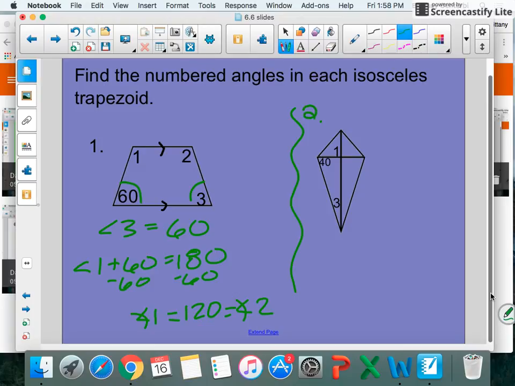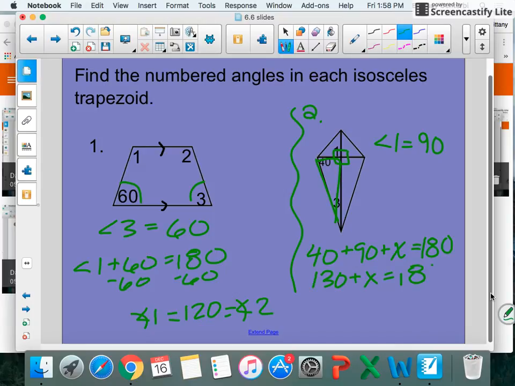Now for number 2, we have a kite. With the kite, I know the diagonals form right angles because they're perpendicular. So angle 1 is going to equal 90 degrees. Now to figure out angle 3, I have a triangle. A triangle equals 180. So I'm going to do 40 plus 90 plus x for angle 3 equals 180. Then I'm going to combine like terms, so I get 130 plus x equals 180. Subtract 130 from each side, so I get x equals 50. And that's also the measurement for angle 3.